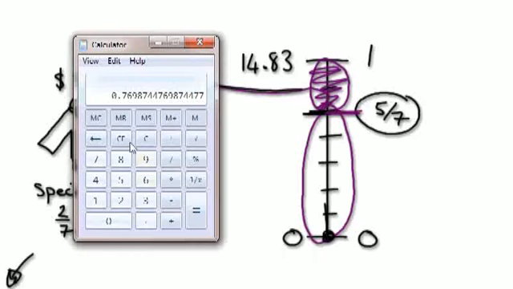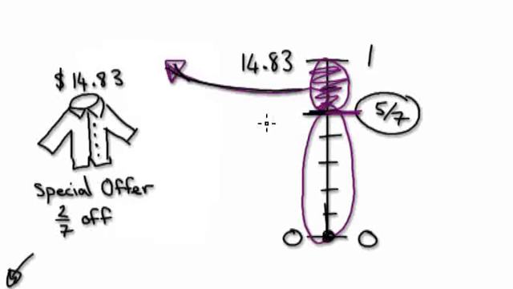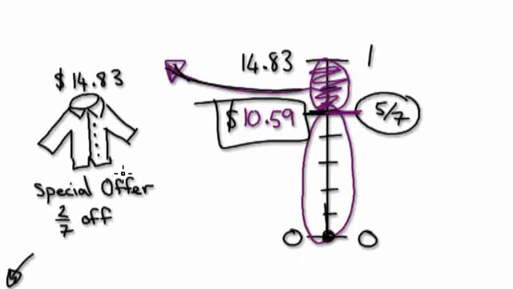So calculator, clear it. So get your whole amount, 14.83. Now let's split it into 7 equal parts. So divided by 7. Okay, now we're going to times 5 because we need 5 parts. So times 5 equals $10.59. So this is how much you need to pay the shopkeeper in order to buy this shirt.